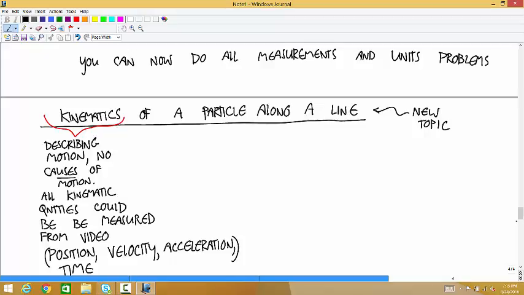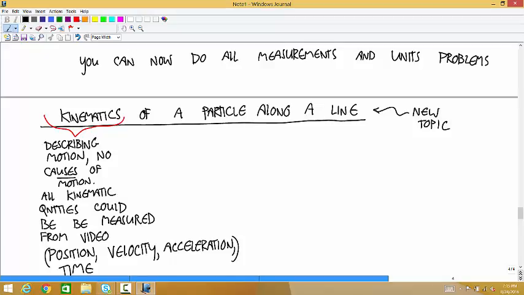And just to make things complicated, when you do include forces and energy and mass, that's called kinetics, which is really unnecessarily close to kinematics. You know, I don't know why they did that, but I don't get to change that.